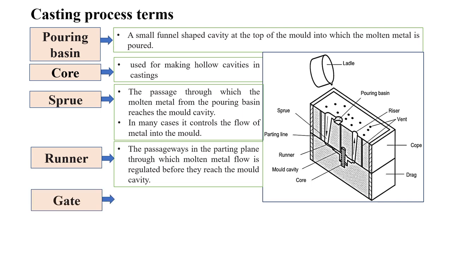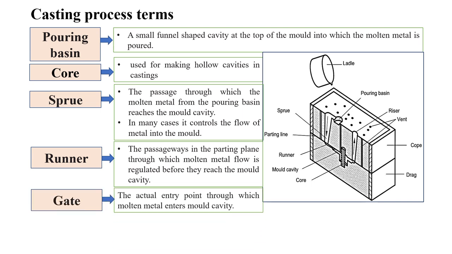Gates. The gate is the actual entry point through which the molten metal enters the mold cavity. So here the gate is attached with the runner, and from the runner through the gate, molten metal reaches the mold cavity.